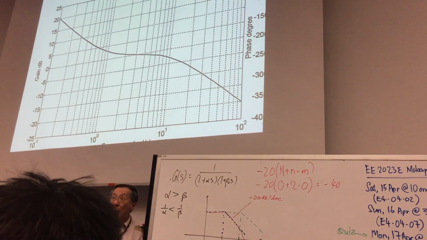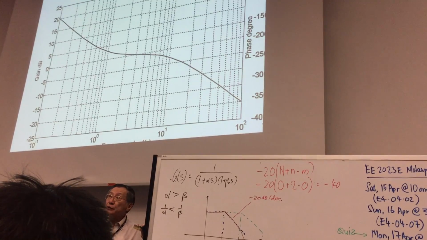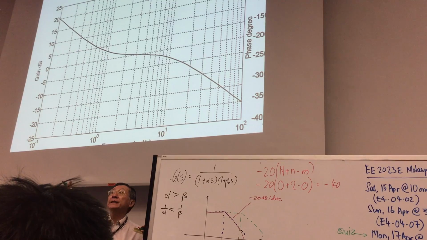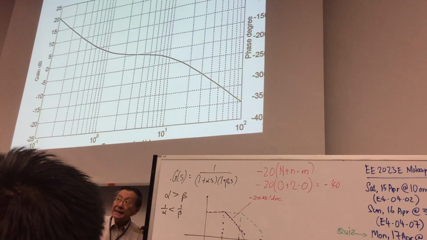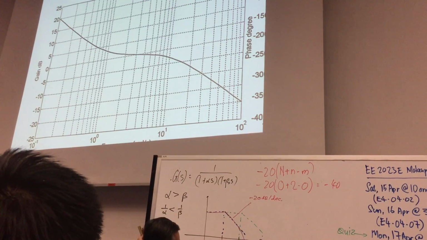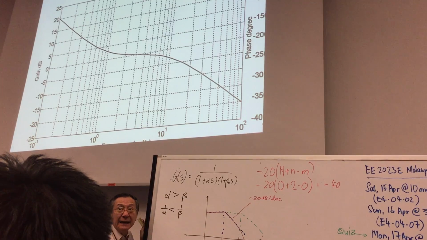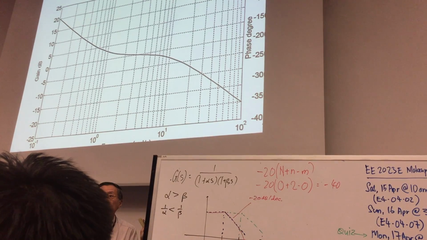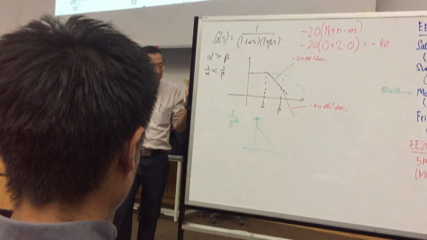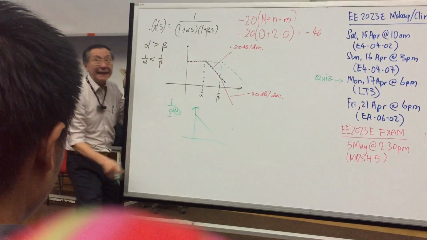If n is equal to 1, it is an integrator. If n equals 2, it will also start going down, but at 40 dB per decade. If n equals 3, it will go down faster. That means this guy will always start like that. There is no flat here. Understand? So the slope here will tell you what n is.